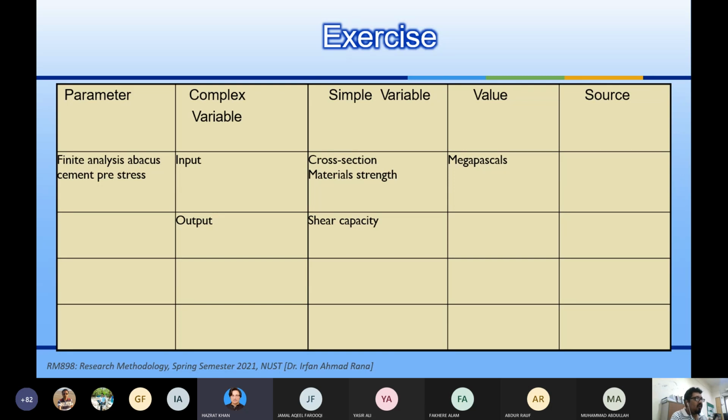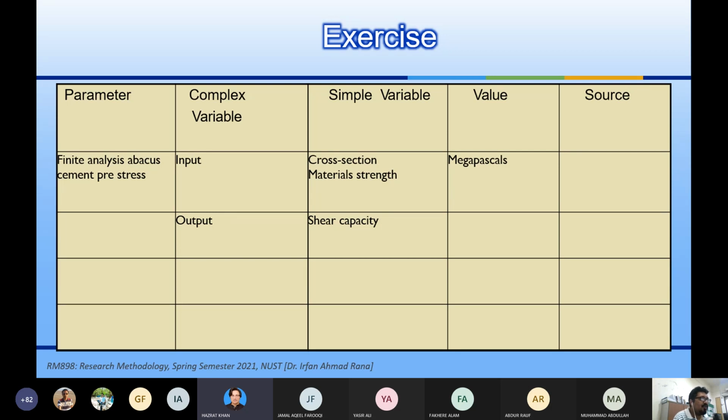Okay. And how do you measure shear capacity? Shear capacity, sir. You are talking about units, sir. Unit, yes. Sir, it has the same units as stress. Same unit. Okay. So it can be copy paste. It's fine.